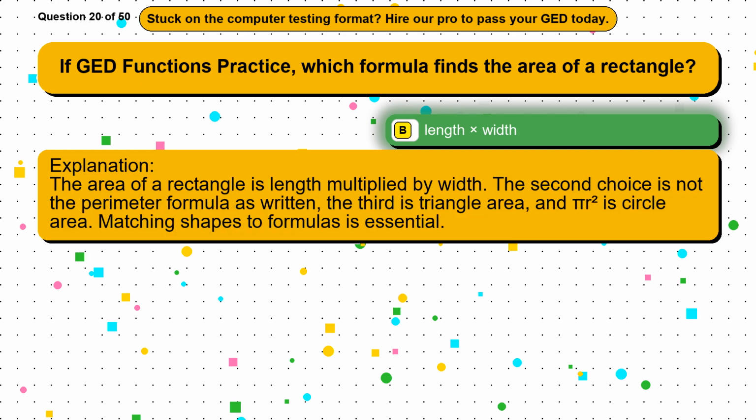The area of a rectangle is length multiplied by width. The third choice is not the perimeter formula as written, the fourth is triangle area, and pi r superscript 2 is circle area. Matching shapes to formulas is essential.